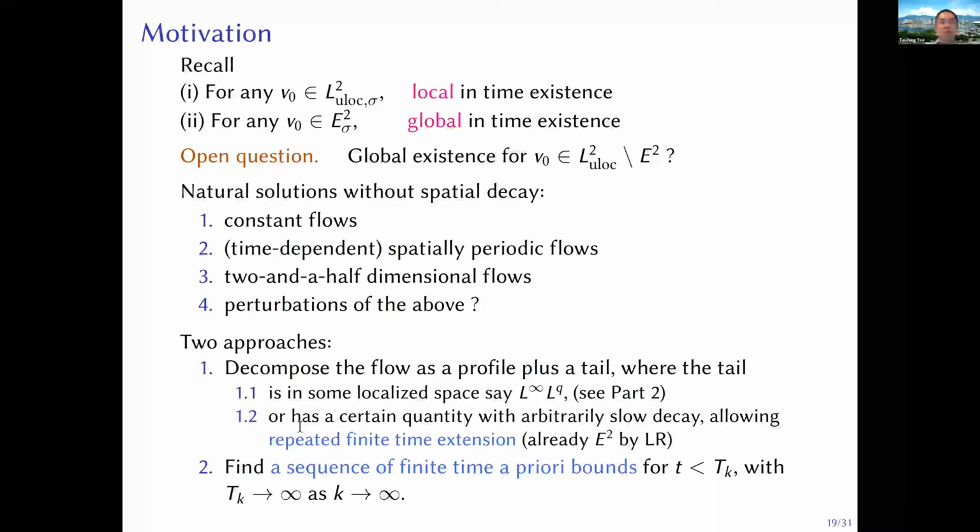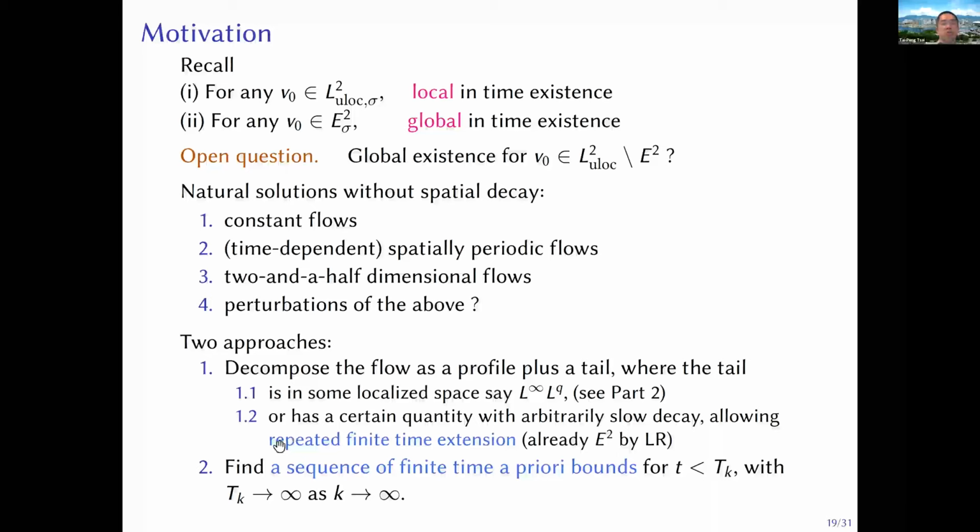Instead of this vector field, we can consider some other quantities, maybe not E2 itself, but these quantities have some arbitrarily slow decay. But this will still allow us to construct solutions local in time. And then we can do this repeated finite time extension. So this is the first strategy.